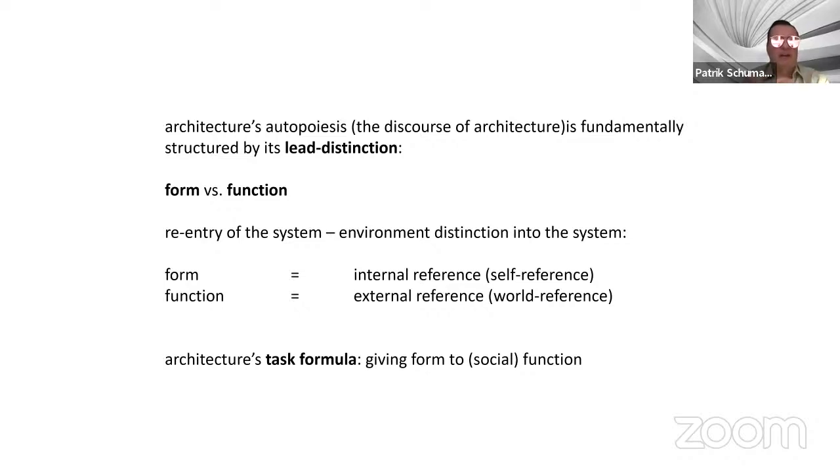So the system-environment distinction is fundamental to all function systems, because we are differentiating out a particular function system against the environment in which it sits and to which it contributes, an environment which this system observes to identify problems and also to develop solutions for the rest of society. So that is a very important distinction.